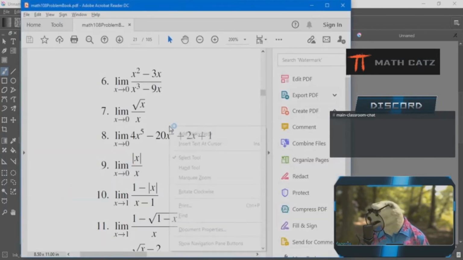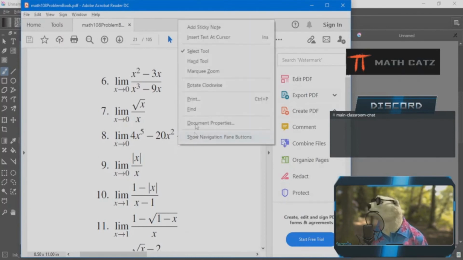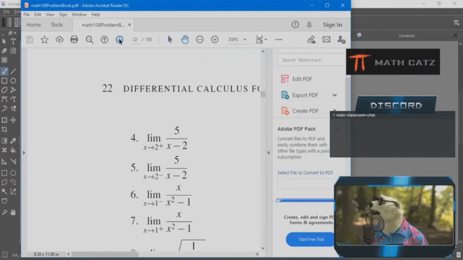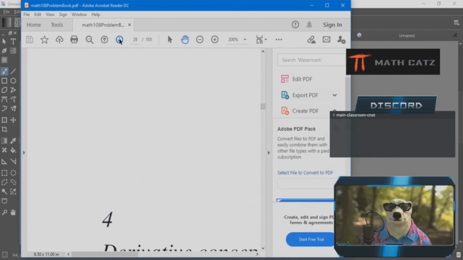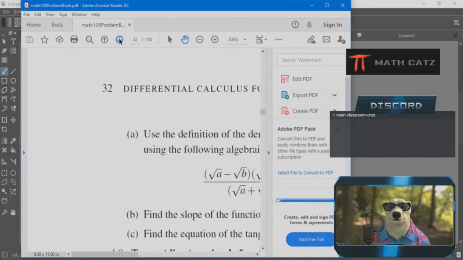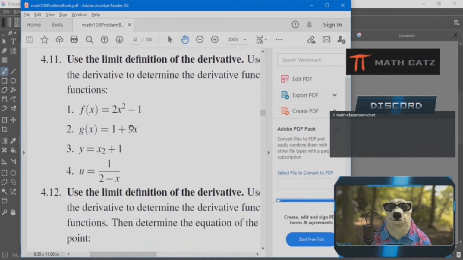There we go. Okay. And there we go. Chapter 4 is down here somewhere. There we go. Nope. Nope.